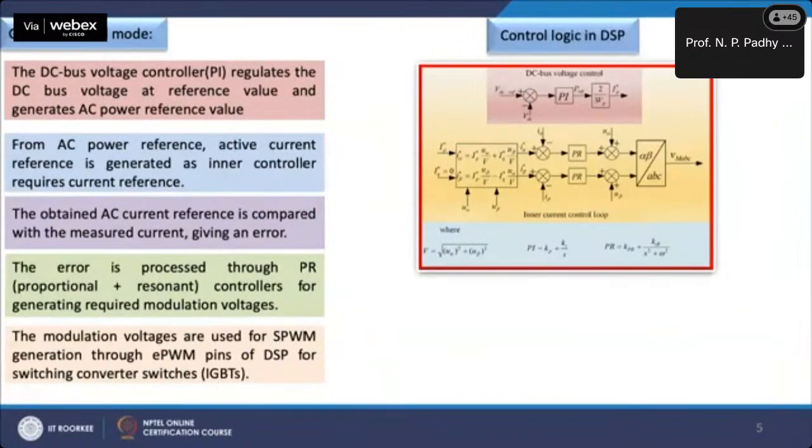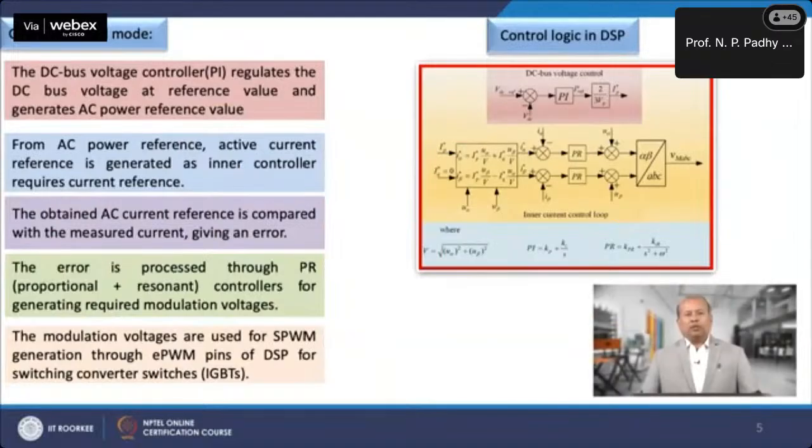This slide shows the control logic used for interfacing the DC microgrid with the AC grid. The DC bus voltage controller PI regulates the DC bus voltage at the reference value and generates the AC power reference value. Active current reference is generated from AC power reference as the inner controller requires a current reference. The obtained AC current reference is converted to the stationary reference frame, and this current reference is compared with the measured current, which gives an error to us.